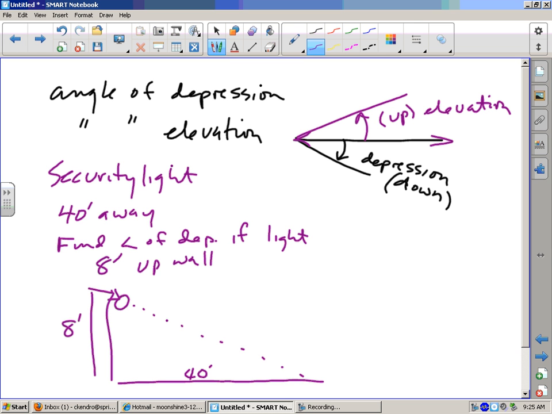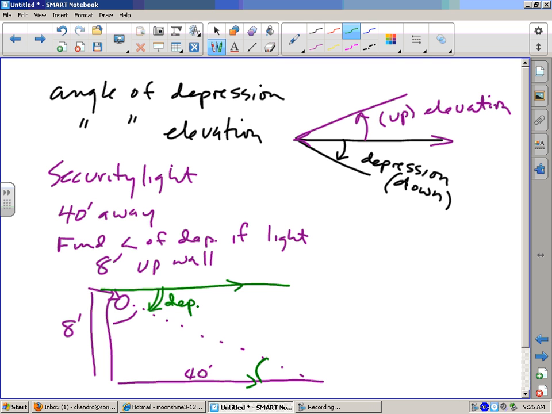Now this is where you've got to be careful. It is not this angle here, because that doesn't have a horizontal line attached to it. If I draw in the horizontal line, the angle of depression is here. All right, so that's different. Now, these two lines are parallel, and you know from geometry that alternate interior angles are equal, so this angle of depression is the same as this angle in here.